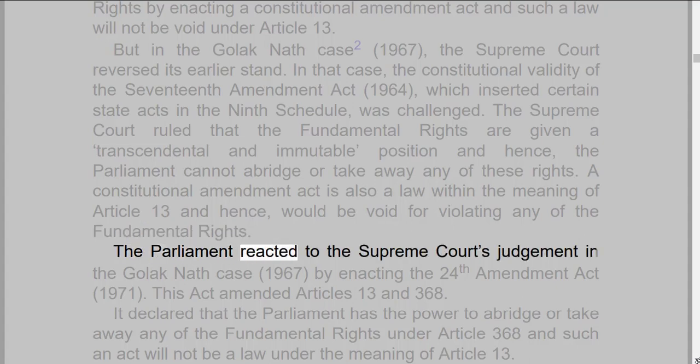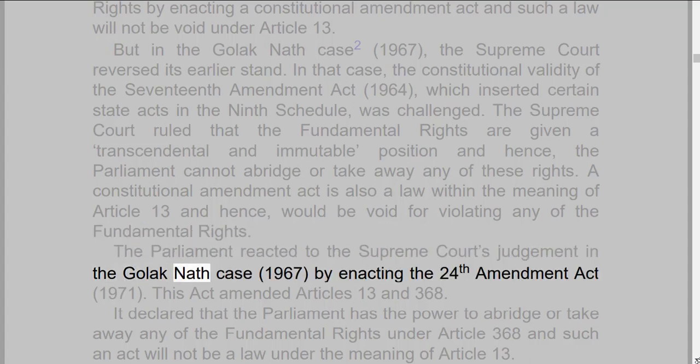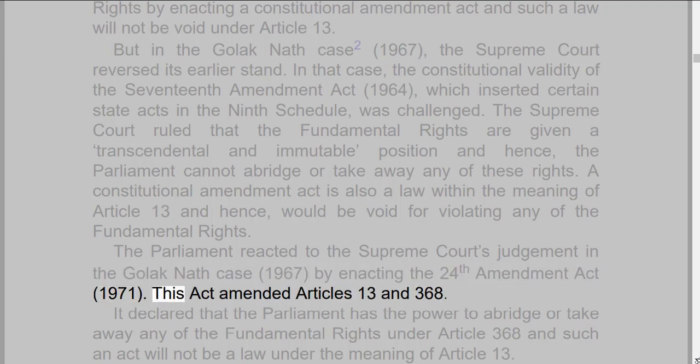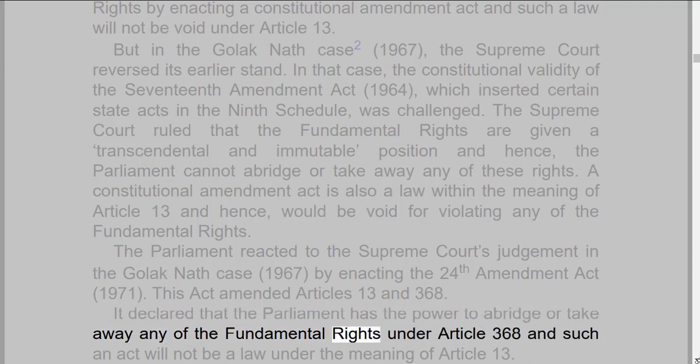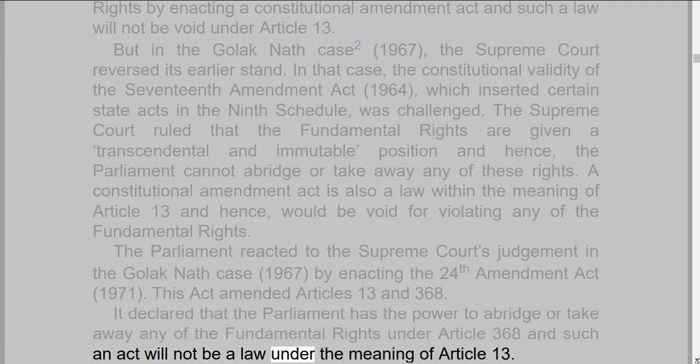The Parliament reacted to the Supreme Court's judgment in the Golak Nath case, 1967, by enacting the 24th Amendment Act, 1971. This act amended Articles 13 and 368. It declared that the Parliament has the power to abridge or take away any of the fundamental rights under Article 368, and such an act will not be a law under the meaning of Article 13.